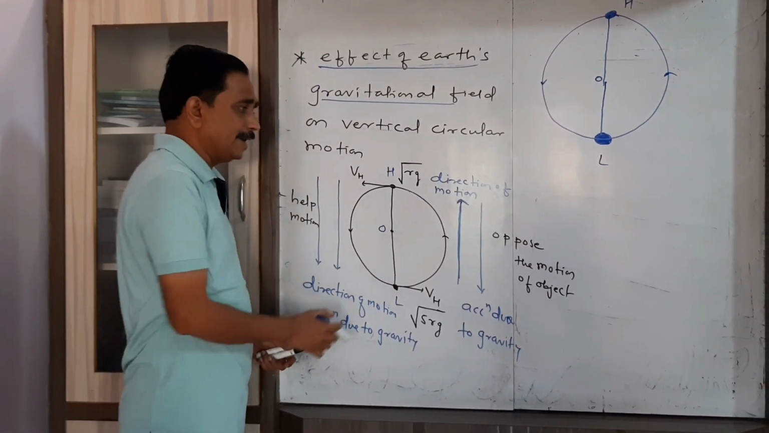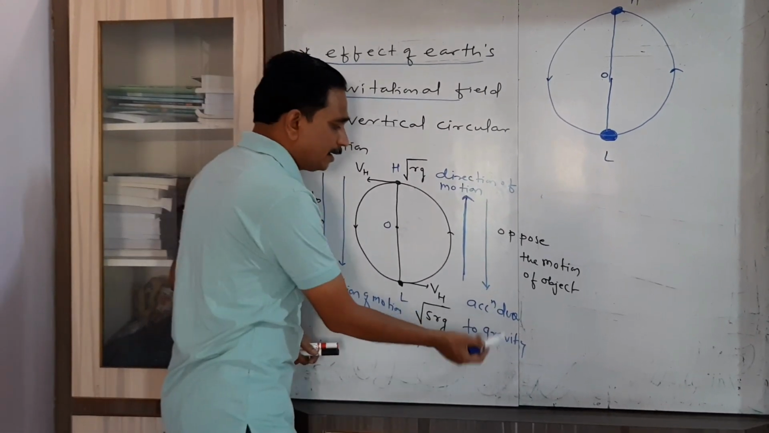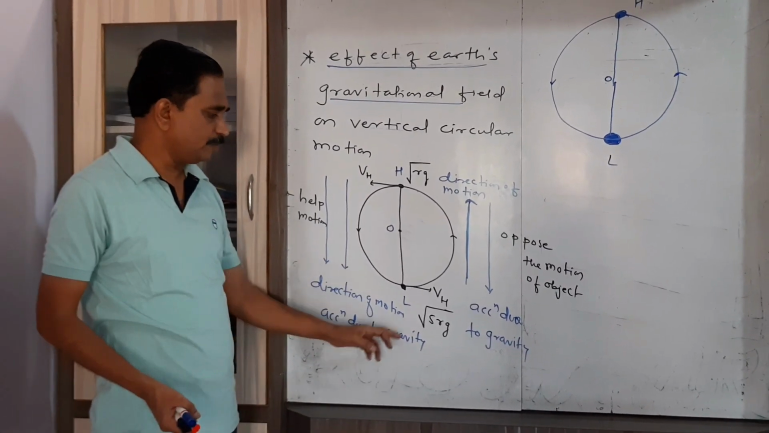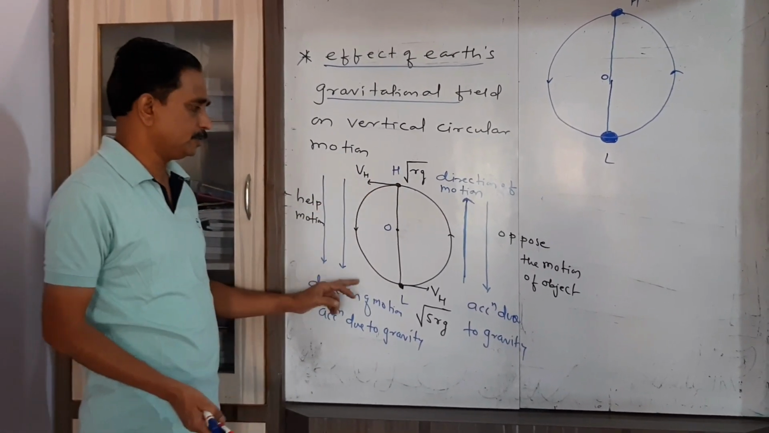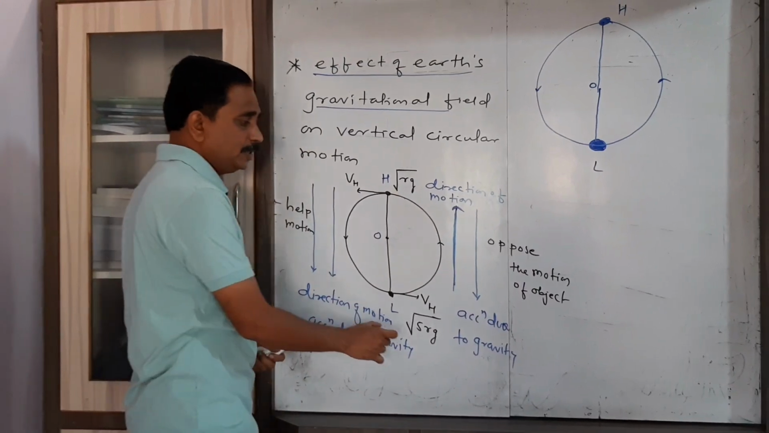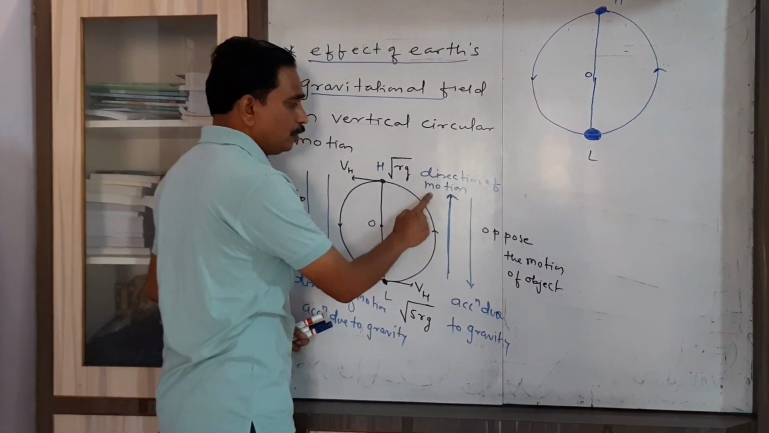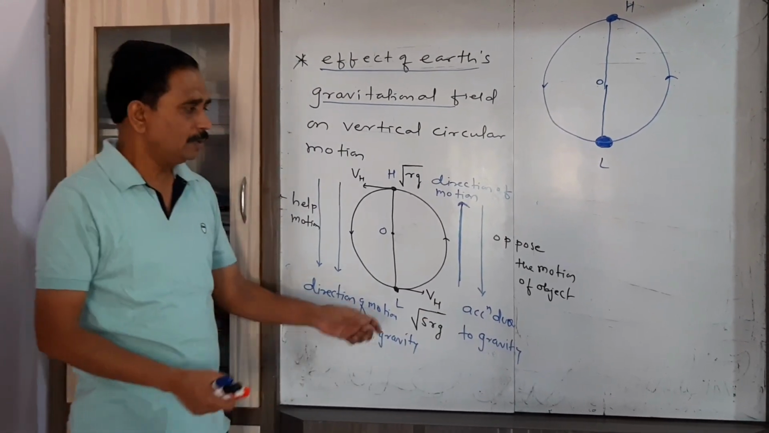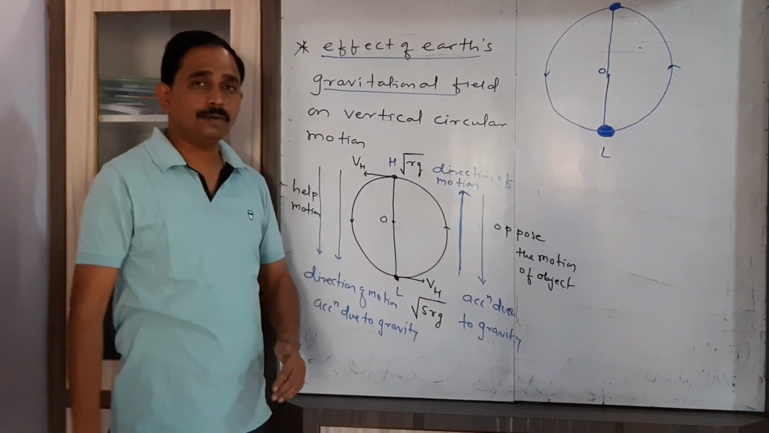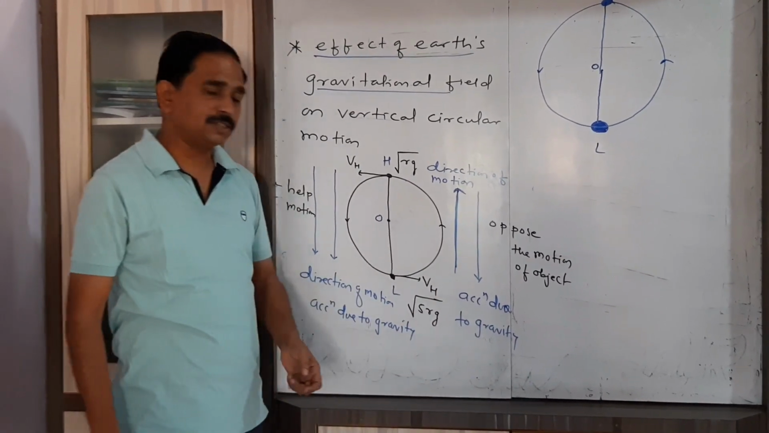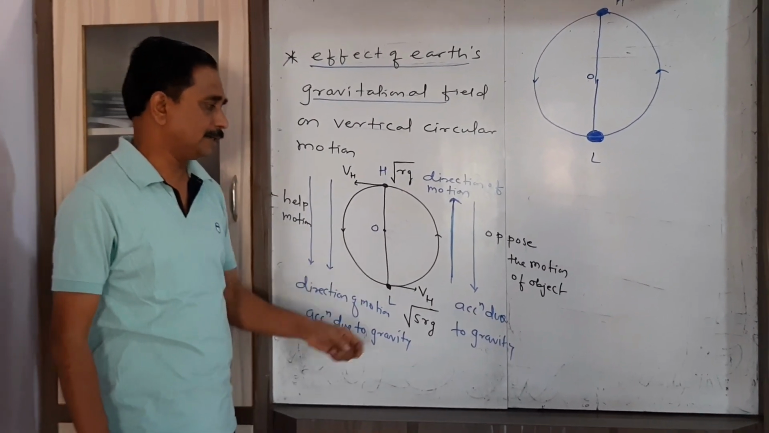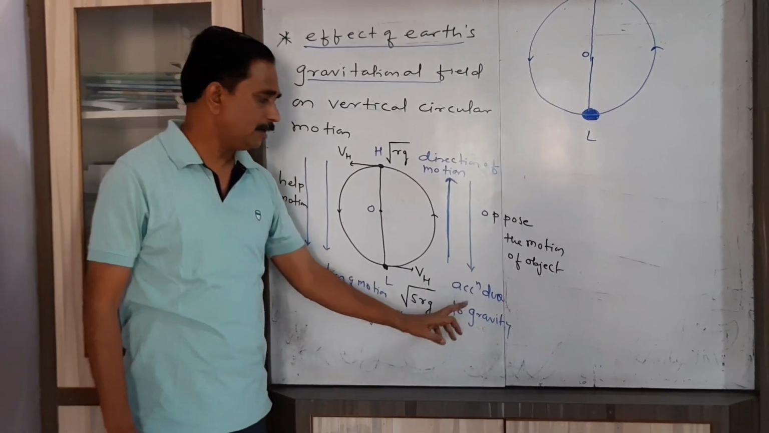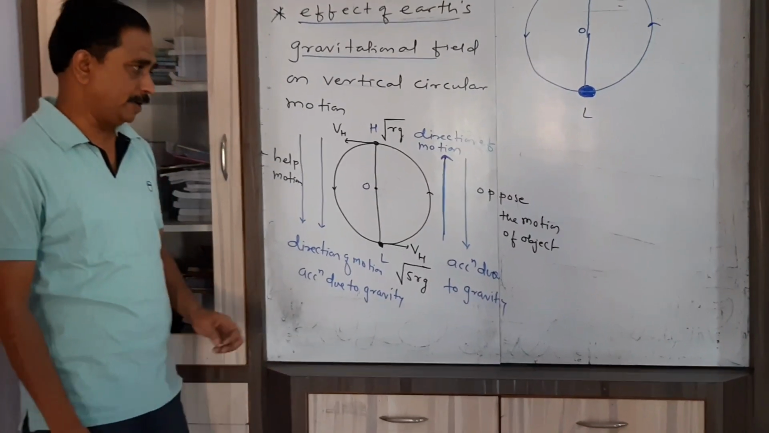Now here in that case, all of you know that acceleration due to gravity always acts in the downward direction, whether that object moves from lowest to highest or highest to lowest. Now here consider the direction of motion and here the direction of acceleration due to gravity. You will clearly observe that these two directions are opposite. So that's why the motion of this object is opposed by the acceleration due to gravity.